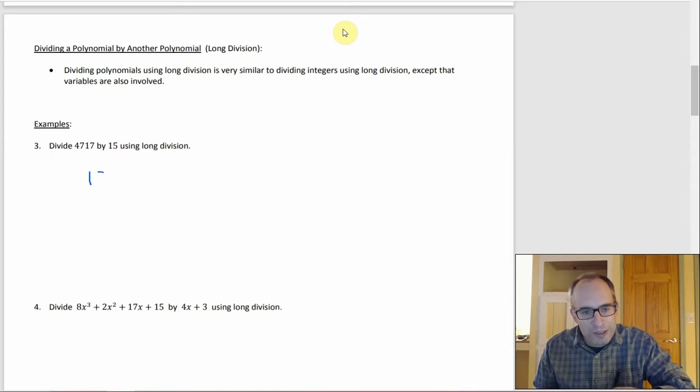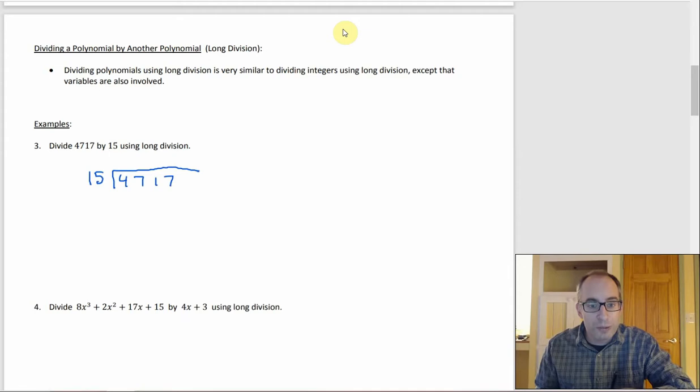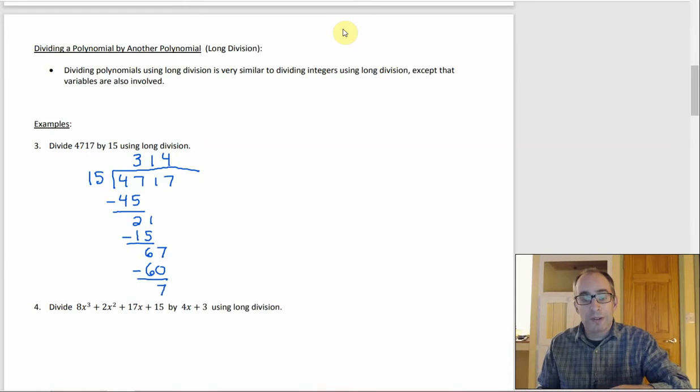So if you're going to divide 4717 by 15, and you're going to do it with long division, so 4717, then 15 doesn't go into 4, but it goes into 47, right? 3 times, since 3 times 15 is 45. And then if we subtract, we're going to end up with a 2. Right? And then you bring down the 1, and 15 goes into 21 once. 1 times 15 is 15. Subtract, you get 6, bring down that 7, and 15 goes into 67 4 times, since 4 times 15 is 60. And then if you subtract, you get 7, and that's your remainder.